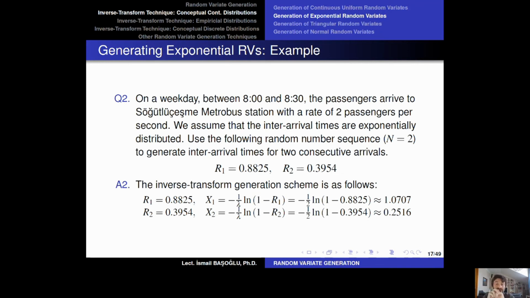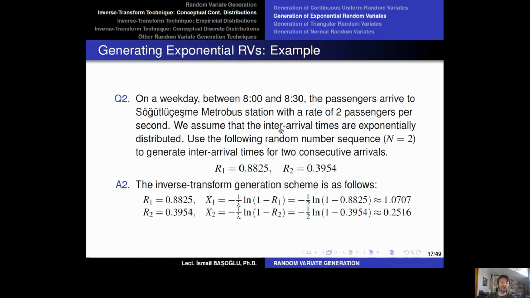And we assume that the inter-arrival times are exponentially distributed. So the time between the arrivals is exponentially distributed. Now the rate parameter is 2 passengers per second. You need to check the unit of the rate parameter, 2 passengers per second. So this is a frequency measure, but the time between the arrivals, which is called the inter-arrival time, is a time measure, right? So we are measuring the time there.